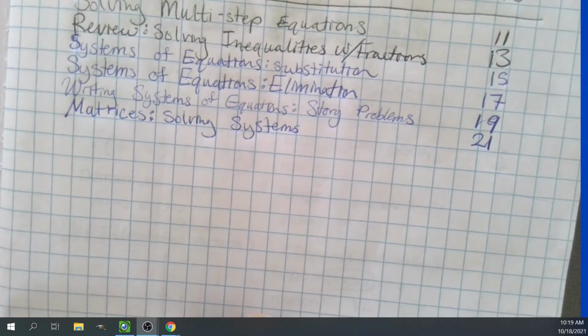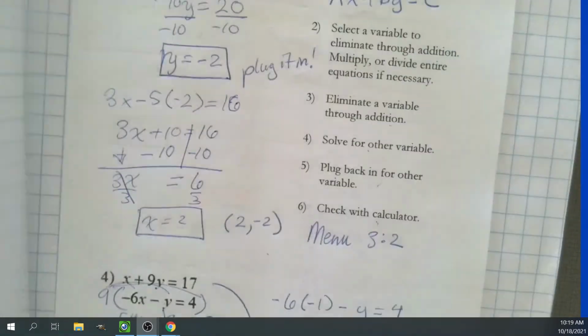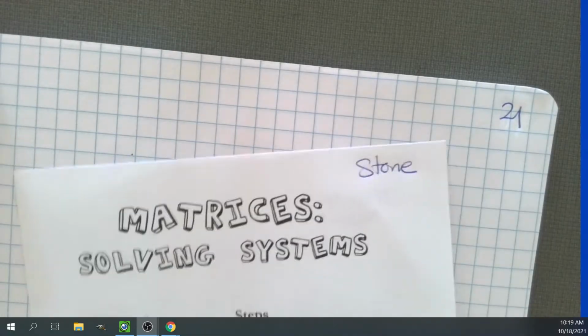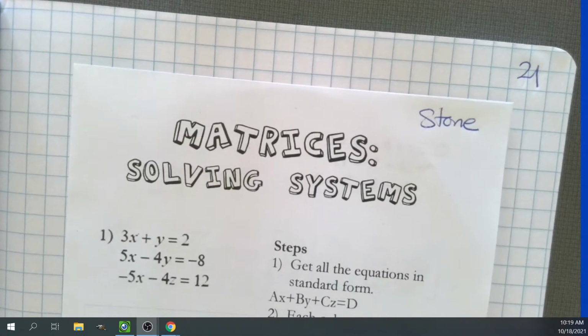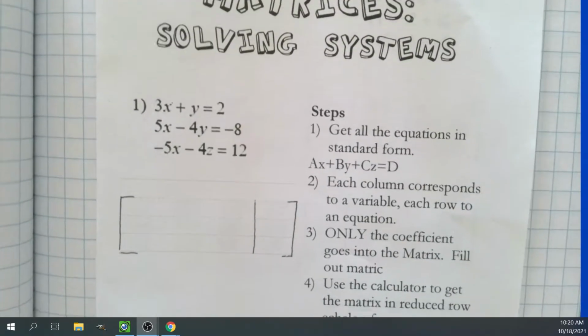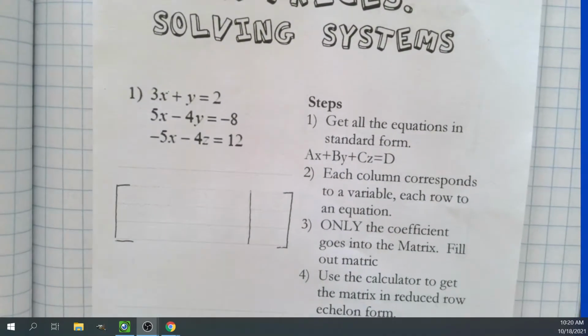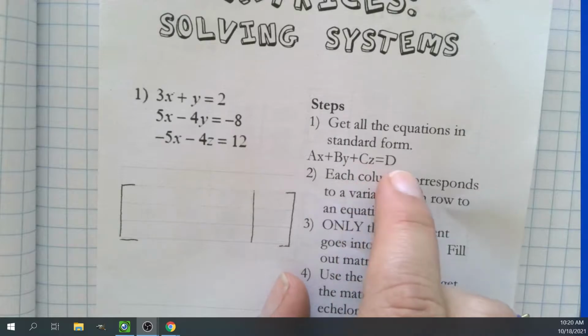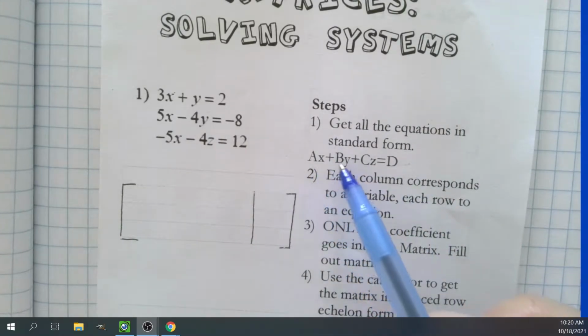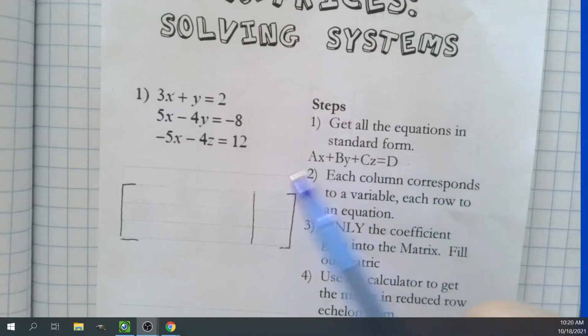Go ahead and open up to page 21. This is what we're going to be working on. Now I'm going to walk you through this. The most important step is step 1. Every single thing has to be in standard form. X, Y, Z. Alphabetical order every time.